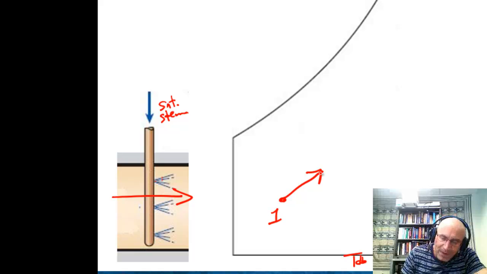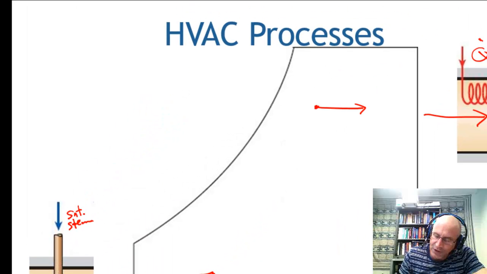Now, it would in theory be possible to be going up and to the left if for some reason the air here was incredibly hot, hotter than the saturated steam. That really rarely happens. So you're almost always going to be going to the right instead of going to the left. But you're always going upwards. That's one thing to remember, because you're adding water, you're increasing the humidity ratio.